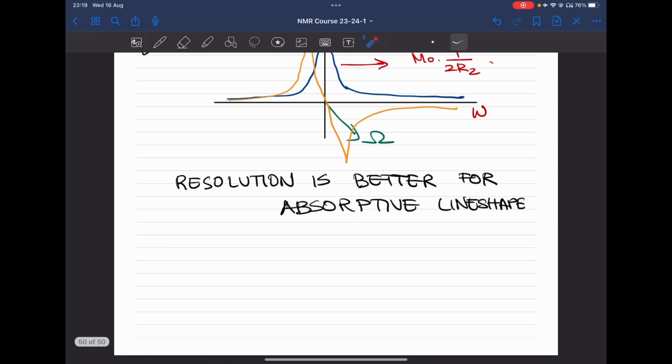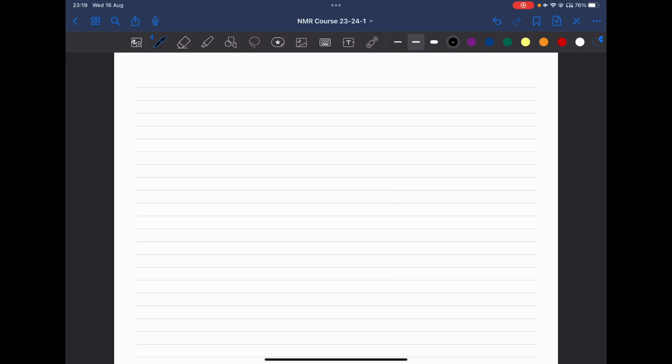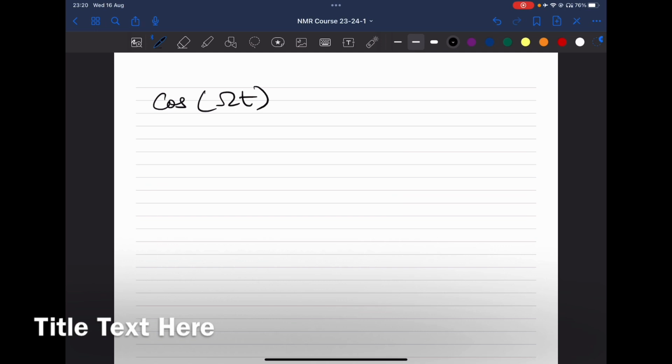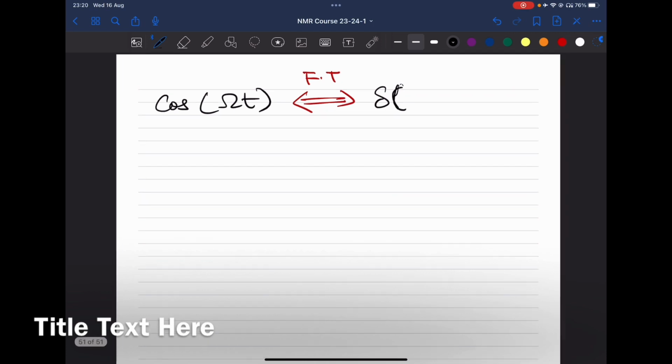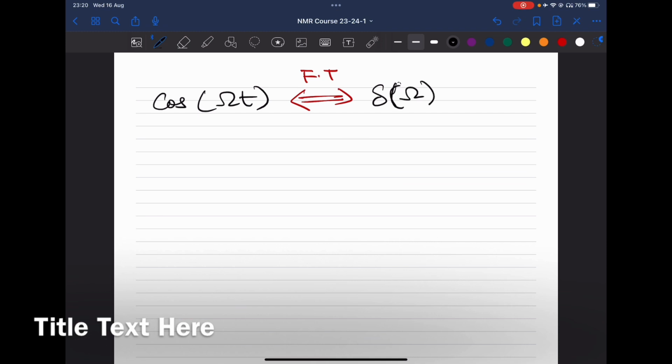Let's spend a little bit of time on how Fourier transformation ends up helping. By no means am I trying to give a comprehensive definition of how the Fourier transform works. But for the purposes of this course, I'm going to show you some functional dependence on how things look, and hopefully impress upon you how FT, Fourier transformation, helps in NMR spectroscopy. Cos omega t, when one Fourier transforms it, I'm going to put that as a double-headed arrow, will result in a signal which is delta of omega plus delta of minus omega, meaning that, let's try to draw it here.